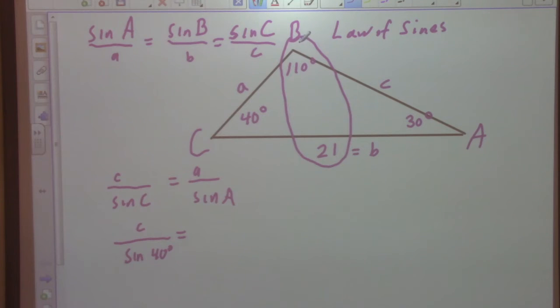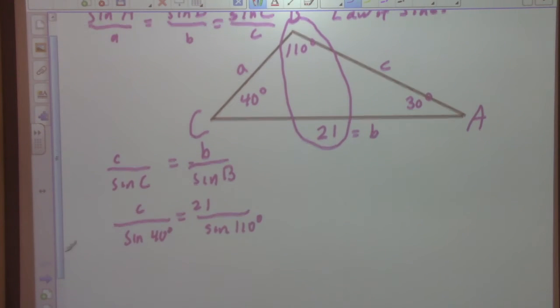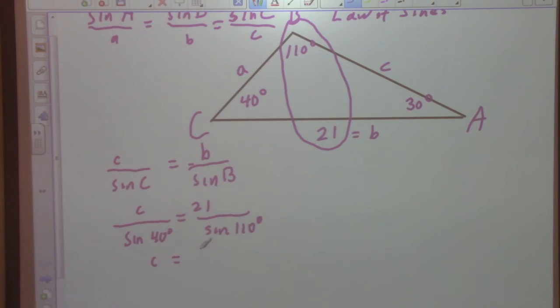is going to be equal to little, I want to put the b here, let me fix that. I want to put b because b is the one we know: little b over sine B. I'm making little mistakes here, and I promise I'm not doing them necessarily on purpose, but they kind of serve a purpose. Then you can cross multiply, and so little c is equal to 21 sine 40 degrees over sine of 110 degrees.